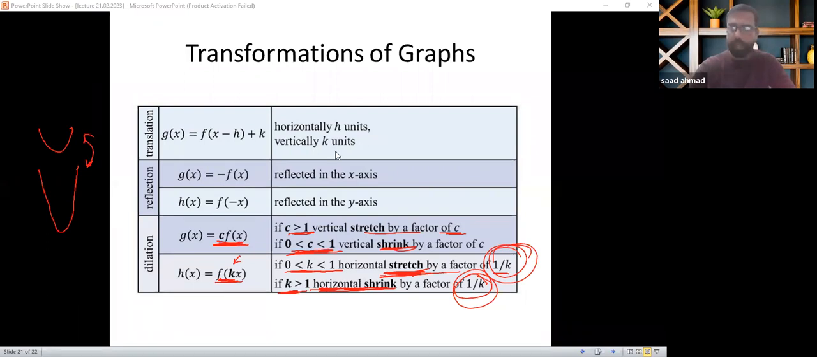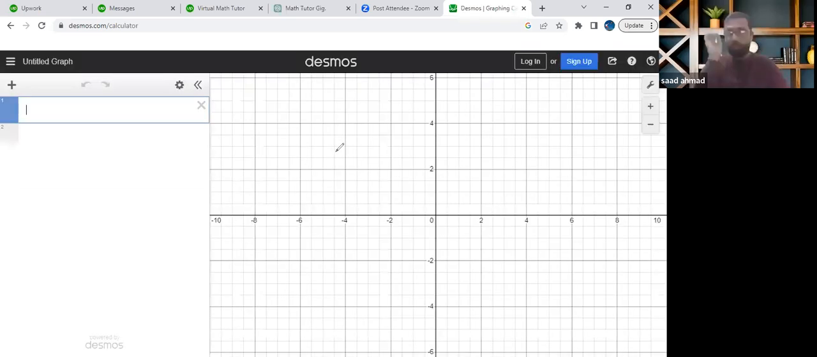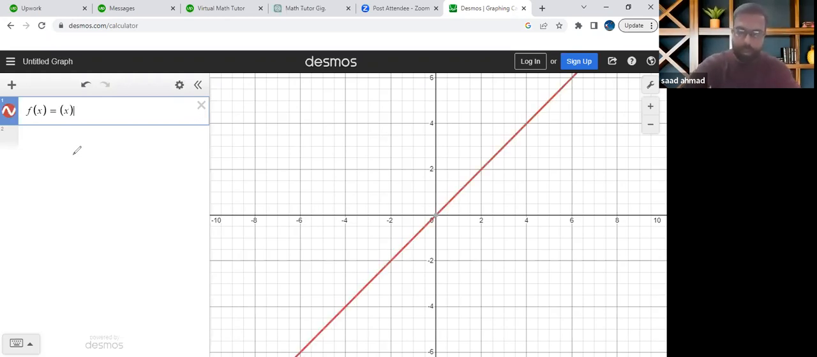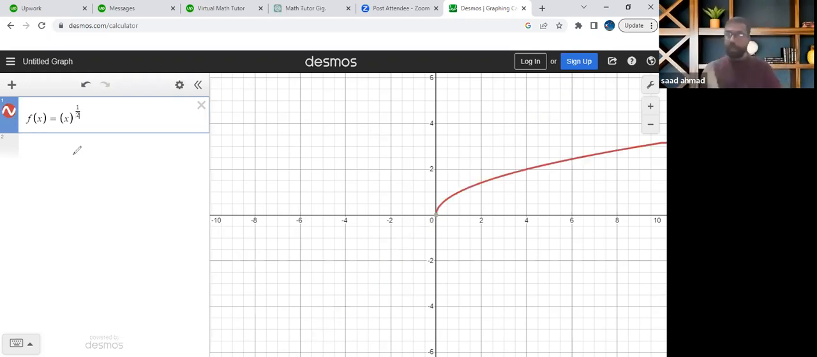This is a graphing calculator, Desmos, that you can even use for yourself. Let's say my function f of x is the square root of x, which I'm writing as power 1/2. That's what the square root means.